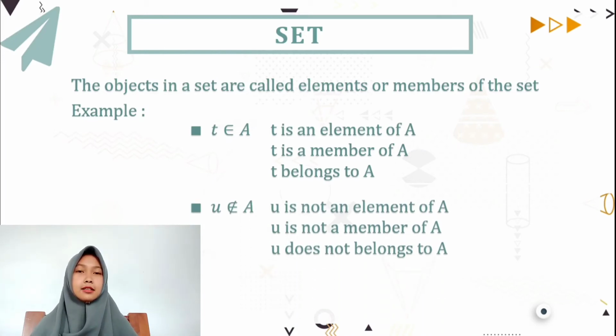The second example is U, not an element of E. It can be written as U is not an element of E, U is not a member of E, or U does not belong to E.